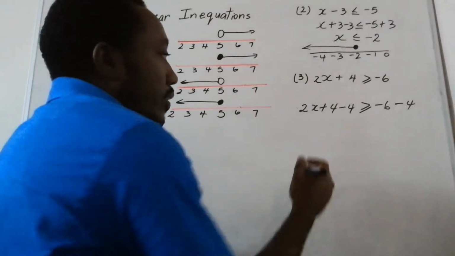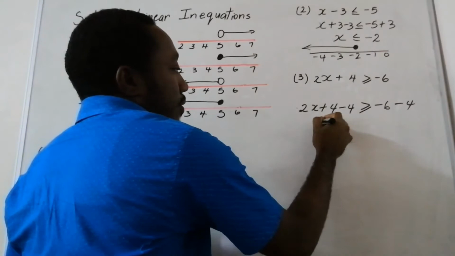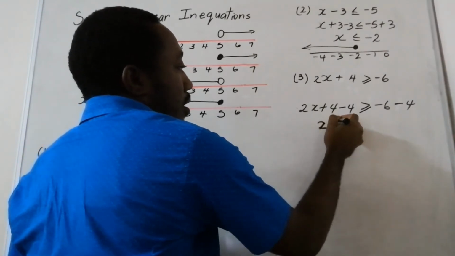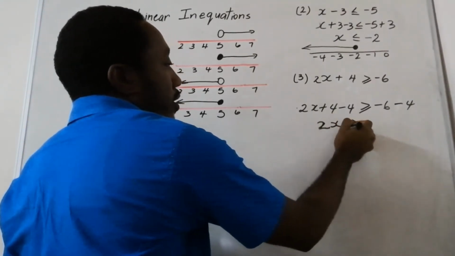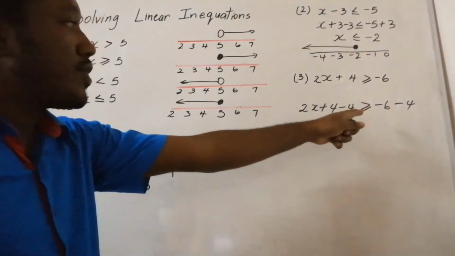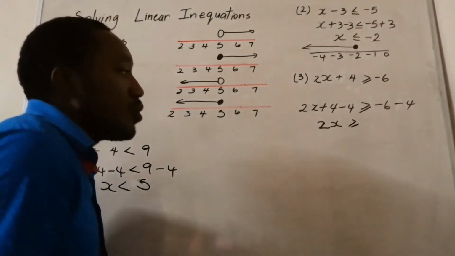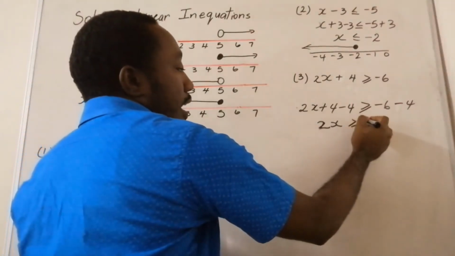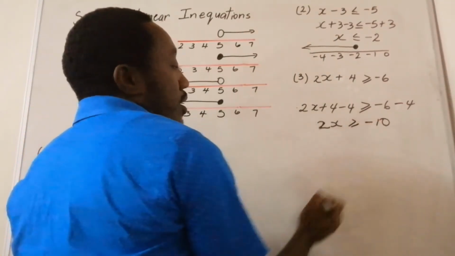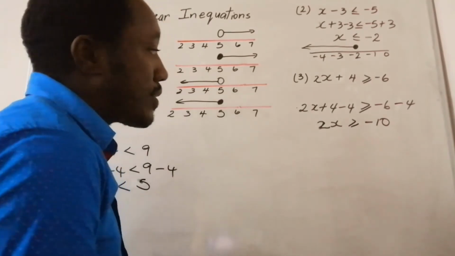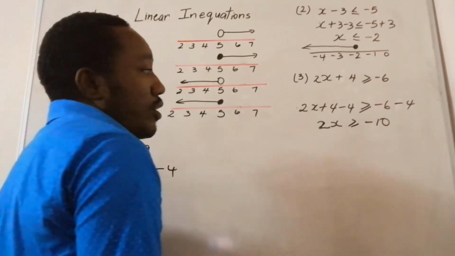4 take 4 will give us 0. 2x is more than or equal to negative 6 take 4. Since the two signs are the same, we add. So we'll have minus 10. Good. So 2x is more than or equal to minus 10.